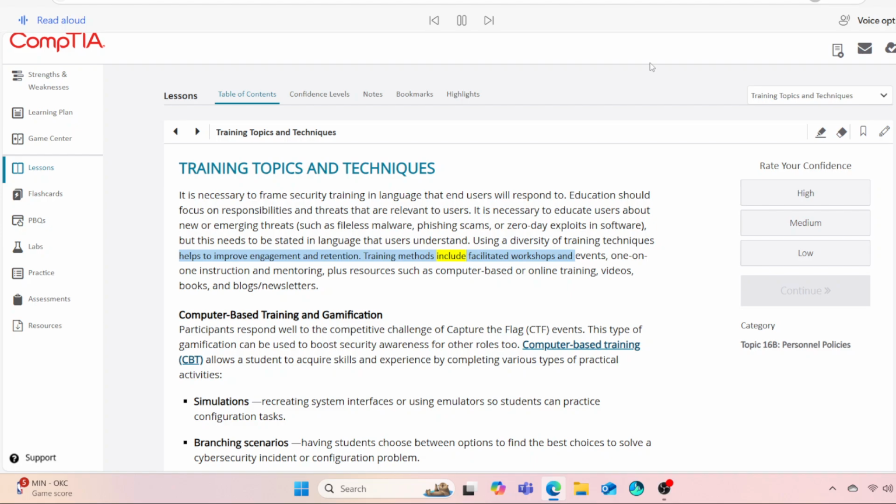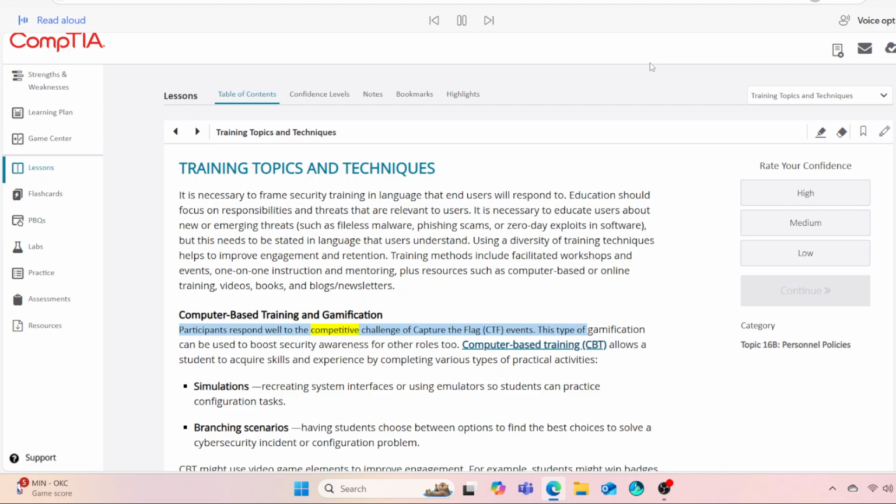Training methods include facilitated workshops and events, one-on-one instruction and mentoring, plus resources such as computer-based or online training, videos, books, and blogs/newsletters. Computer-based training and gamification. Participants respond well to the competitive challenge of Capture the Flag, CTF, events. This type of gamification can be used to boost security awareness for other roles too.